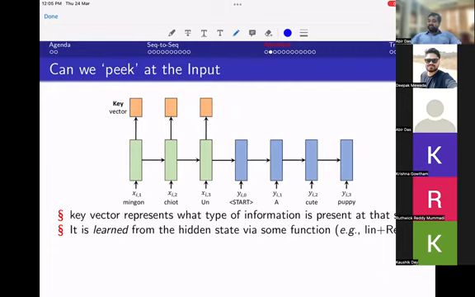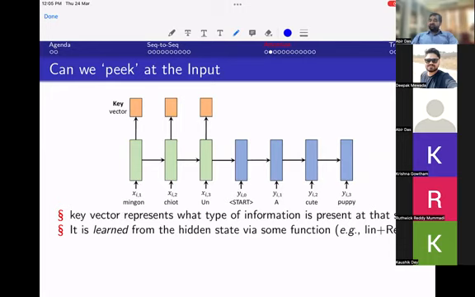Now let us go to how can we do it. Can we peek in the input? First I will outline how it is done. It may seem a little arbitrary at this point, but as we go along it will become more and more clear, and once we give the more precise mathematical formulations, that will be even more clear.